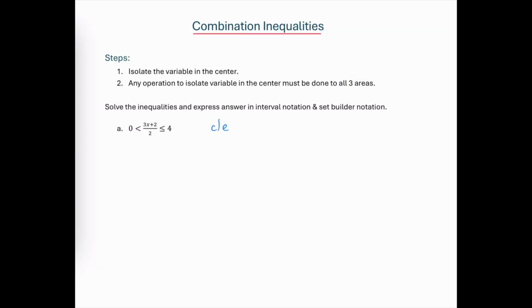The first thing we're going to do is clear the fractions by multiplying all three spots by the LCD, which is a constant value. Since there's only one denominator, the LCD is a positive 2. Remember, we can only multiply an inequality by a constant, not a variable quantity. So because our LCD is a constant, we are allowed to clear these fractions.